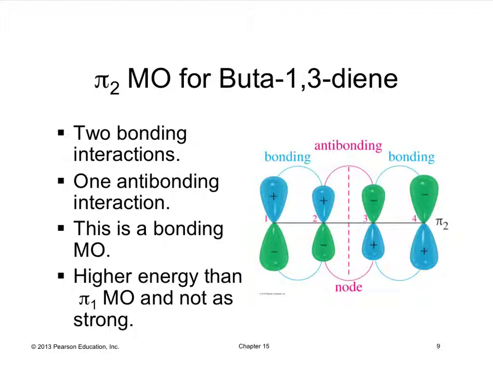In this case, you have two bonding interactions, right? These are the same charge, these are the same charge. These then have bonding interactions. And then you have one that is opposite charge, and this leads to an antibonding interaction. This is a bonding molecular orbital. This is higher in energy than pi 1, which is the previous molecular orbital, and it's not as strong.